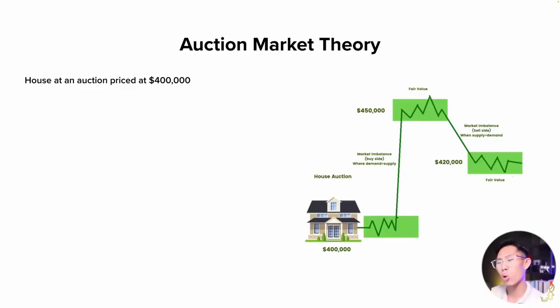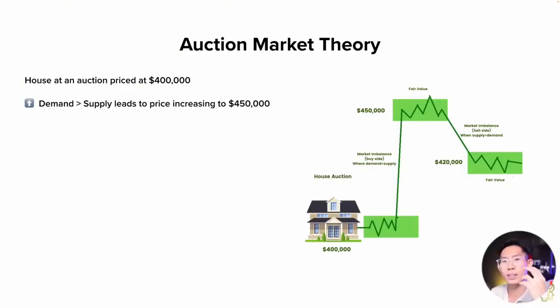Now, since this house is so gorgeous and is located right beside the beach, it has such a great location, people perceive this house as valuable. So they start bidding for it. I want to buy this house at $420,000. I want to buy this at $430,000. And when this happens, this creates demand.